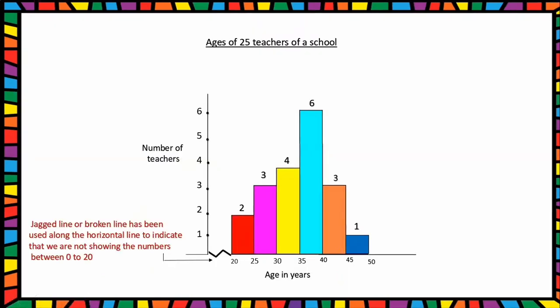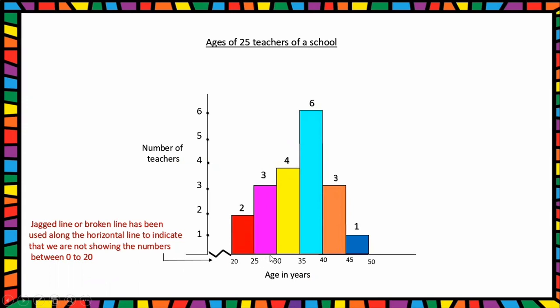This is another histogram: age of 25 teachers of a school. Here the horizontal axis is age in years and vertically the number of teachers. See this jagged line or broken line. It has been used along the horizontal line to indicate that we are not showing the ages between 0 to 20. Now, ages between 20 to 25, 2 teachers are working.